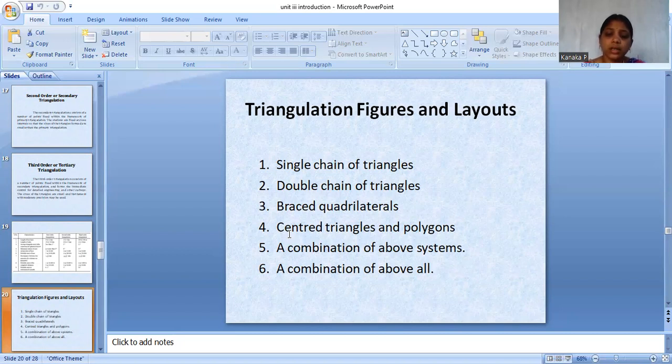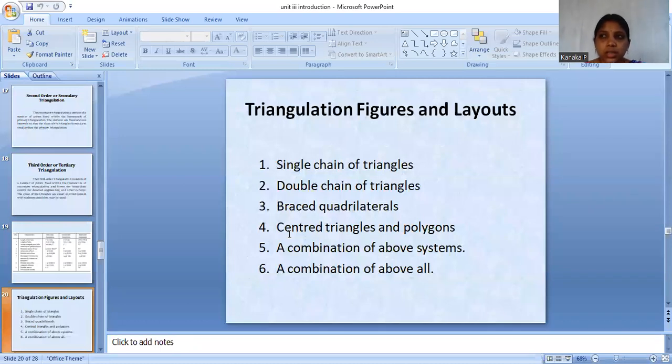The arrangement of triangles is called the triangulation figures. The other name is triangulation figures. The system of triangulation is arranged such that any figure has one side and only one side common to each other, the preceding and the following.